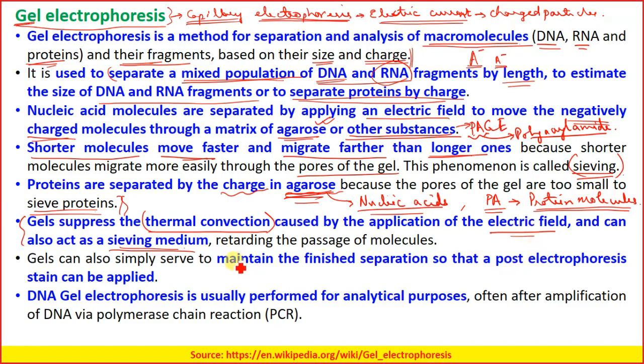Okay, gels can also simply serve to maintain the finished separation so that the post-electrophoresis stain can be applied. So what does this mean? Once you have maintained the separation, the gel should have sufficient property to keep the molecules at their location for a sufficient period of time so that we can apply stains over the gel and analyze the samples over there. Okay.